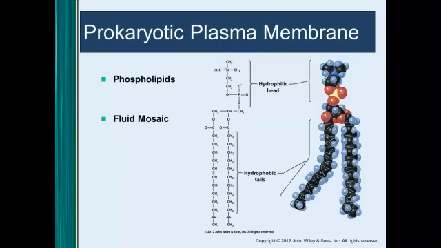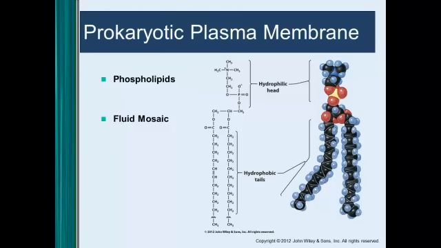Now let's talk about the prokaryotic plasma membrane. A cell membrane, or the plasma membrane, is a living membrane that forms the boundary between a cell and its environment. Also known as the cytoplasmic membrane, this dynamic, constantly changing membrane is not to be confused with the cell wall.